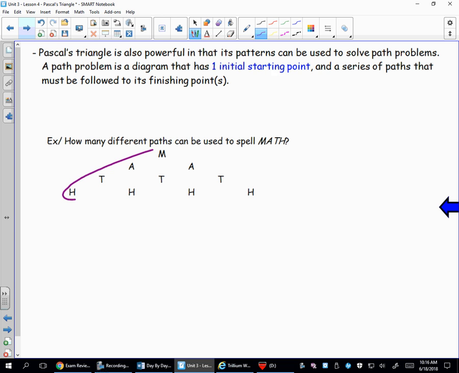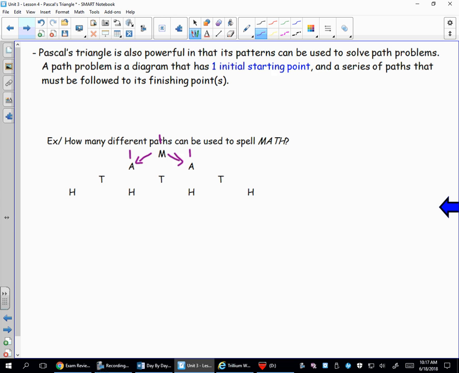Now, I could start circling paths. There's a path, or there's a path, or there's a path. This is going to start getting pretty messy, right? M-A-T-H, there's another path. Yeah, it gets pretty messy. So what I'm going to do instead is, I'm going to think of this as a series of choices. I have to choose the letter M. That has to be my starting point. I then have to choose the letter A. And there's one way I can get to this A. I can go from M to A. Or I could go from M to A. There's one way of doing that.